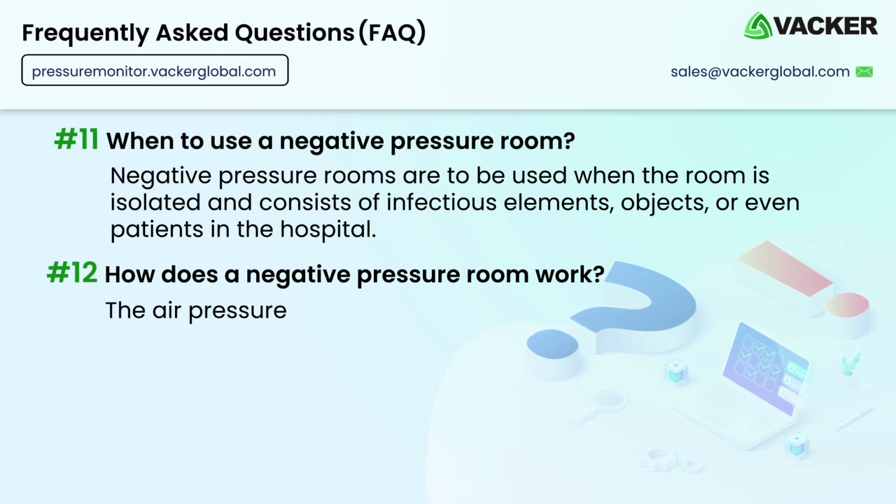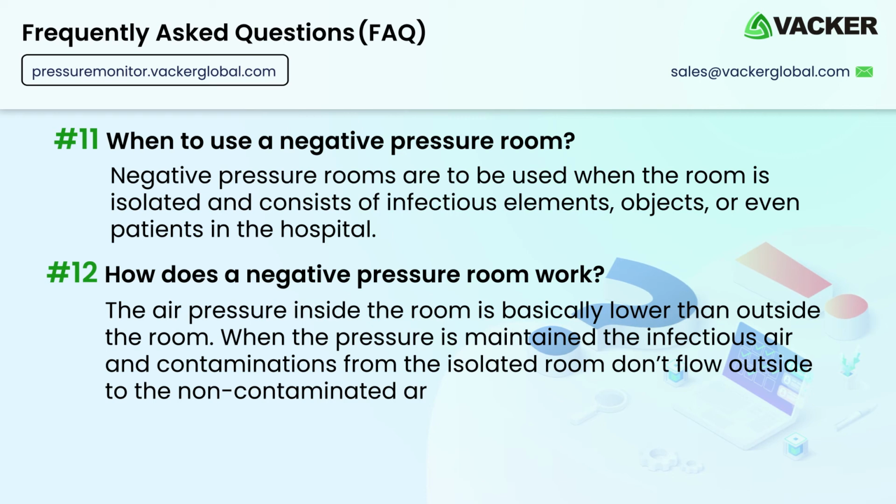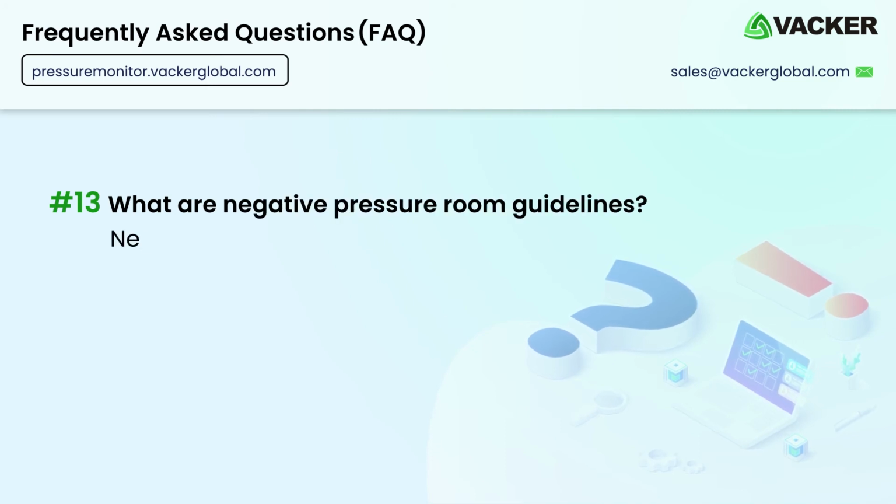How does a negative pressure room work? The air pressure inside the room is lower than outside the room. When the pressure is maintained, the infectious air and contaminants from the isolated room don't flow outside to the non-contaminated areas and rooms.